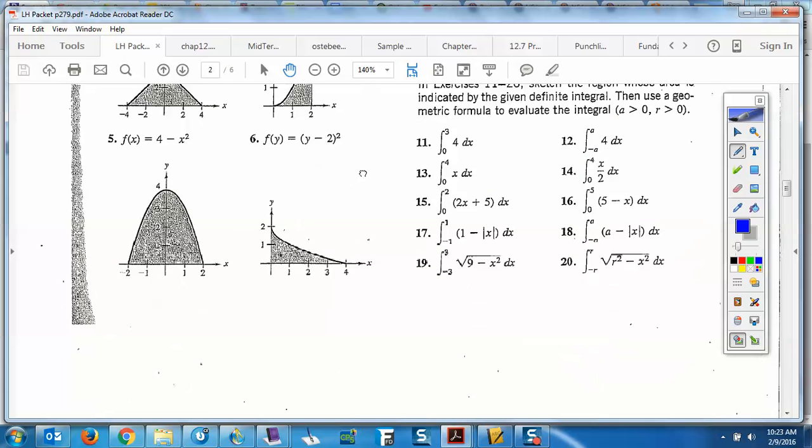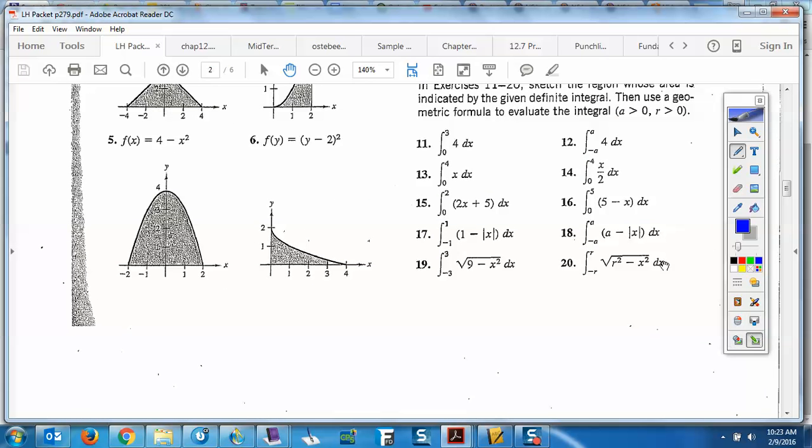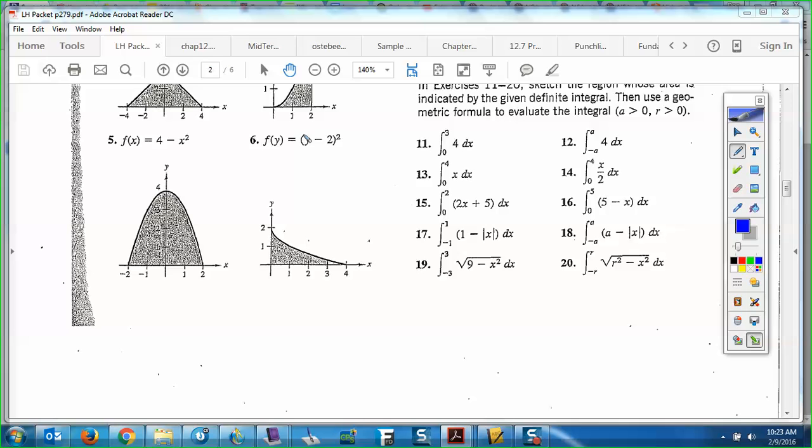I do want to comment, I told you to skip 6 and 7 because we haven't really seen this much. But what this is: if y is the same as f of x, that means you put in an x, you get out f of x, which is the y. Then what would be another name for f of y? That would be x. So this is like having the equation x equals y minus 2 squared.